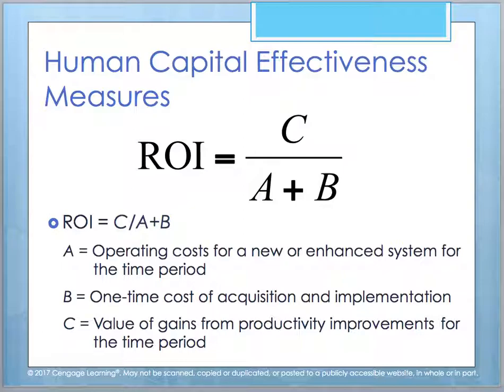So we take our return on investment. That's what we're trying to find out. We're trying to ascertain our return on investment. So we're going to take the value of our gains from our productivity improvements. We know how productive we are over a certain time period. And from there, what's going to be divided into that is our operating cost for any new or enhanced system that we use over a specific time, and any one-time cost that we're acquiring or implementing for any human capital processes. We add those two together, divide them into the value that we gain from the productivity improvements, and from there, we're able to calculate what our return on investment is.